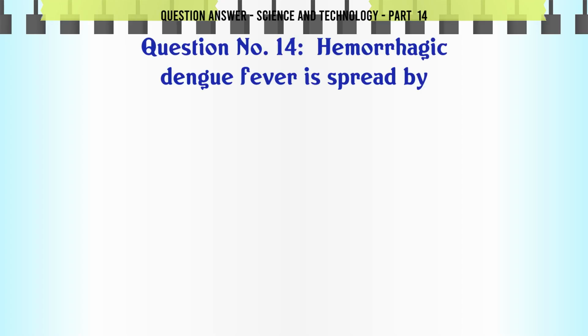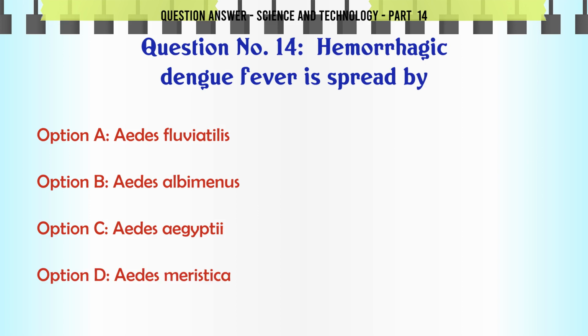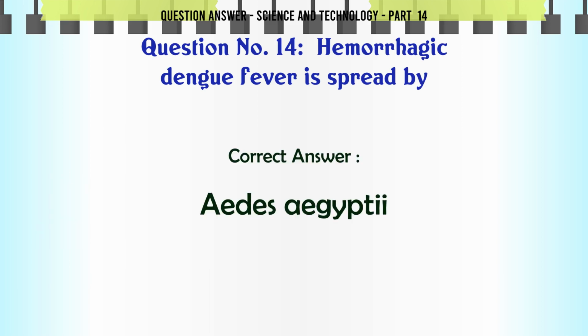Hemorrhagic dengue fever is spread by A. Aedes fluviatilis. B. Aedes albinus. C. Aedes aegypti. D. Aedes meristica. The correct answer is Aedes aegypti.